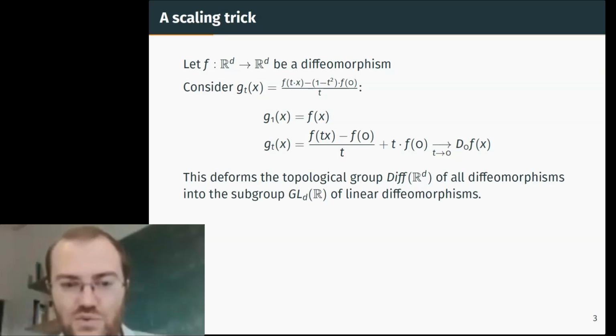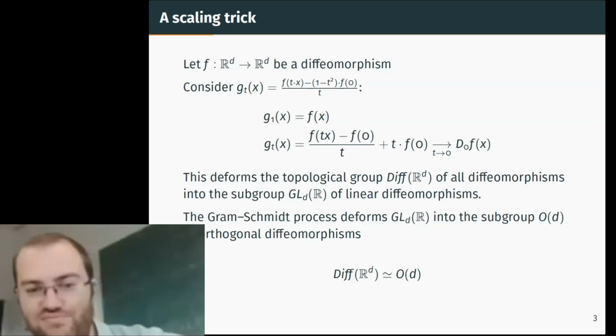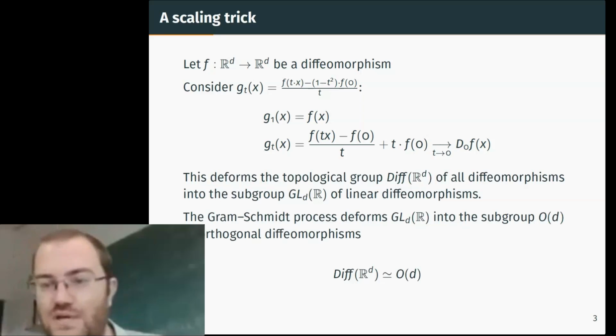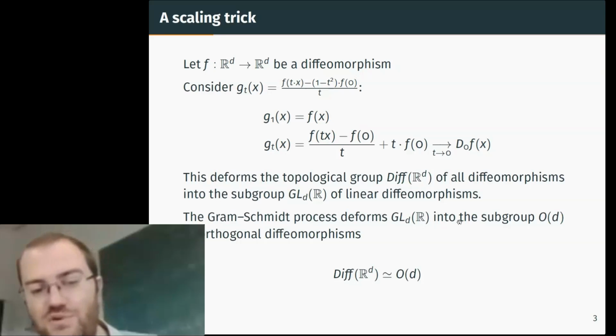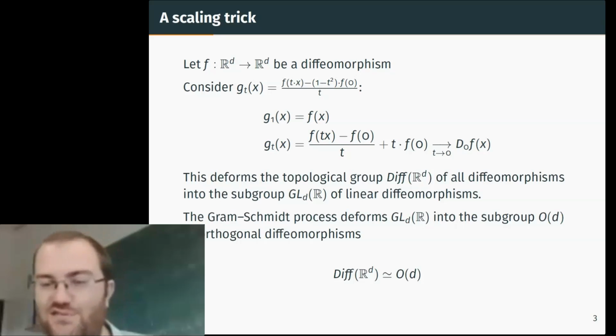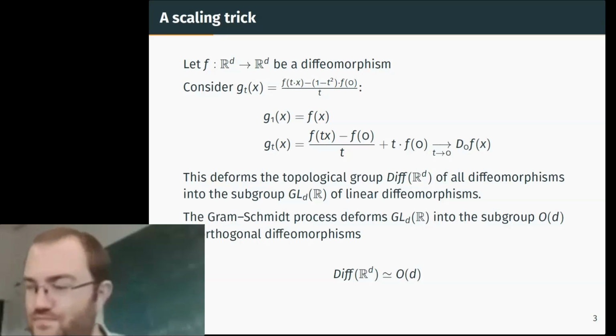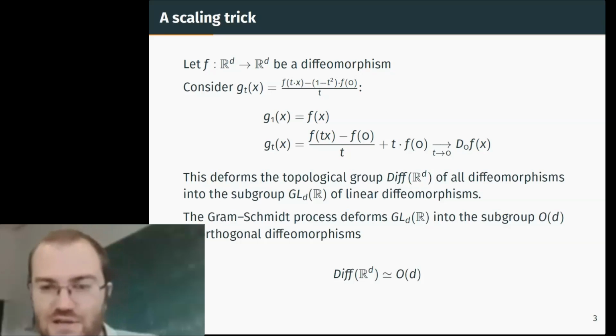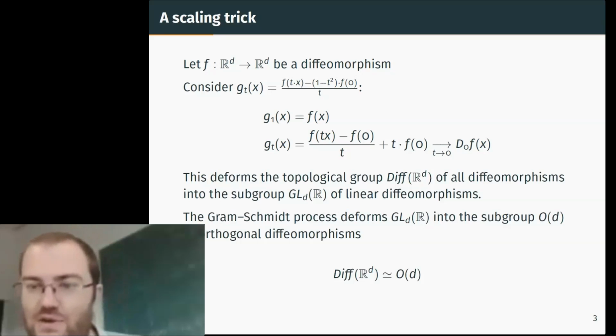And then, as you will remember from being an undergraduate, the Gram-Schmidt process deforms the general linear group into the orthogonal group, just by orthonormalizing a basis. So in total, what you discover is that what sounds incredibly complicated, which is the group of diffeomorphisms of Euclidean space, of course, as a discrete group, it is incredibly complicated, but as a topological group, it's homotopy equivalent to just the orthogonal group of rank d. And that's a well-known space in algebraic topology, and we can expect to calculate anything we reasonably want about it. So that's one scaling trick.